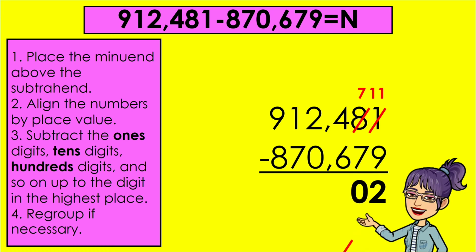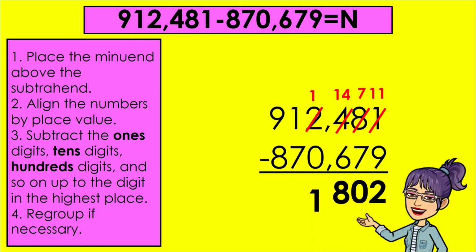Then we have the hundreds digits. We cannot subtract 6 from 4, so 4 will now borrow 10 from 2. That would make 4 into 14, and then 2 into 1. Okay? Now let us subtract 6 from 14. That would make the difference of 8. Let's proceed to the thousandths digits. 1 minus 0 is 1.